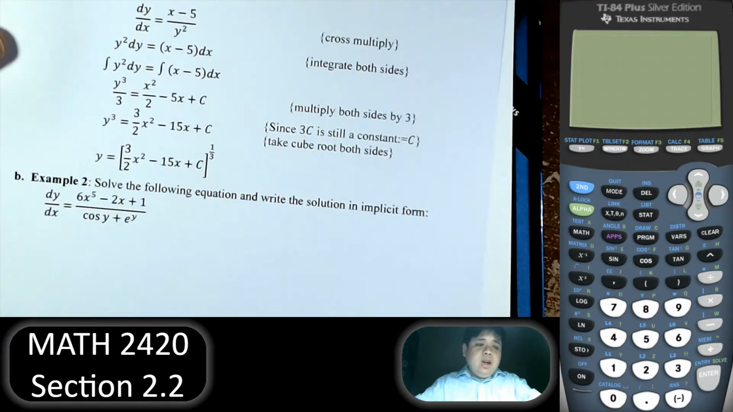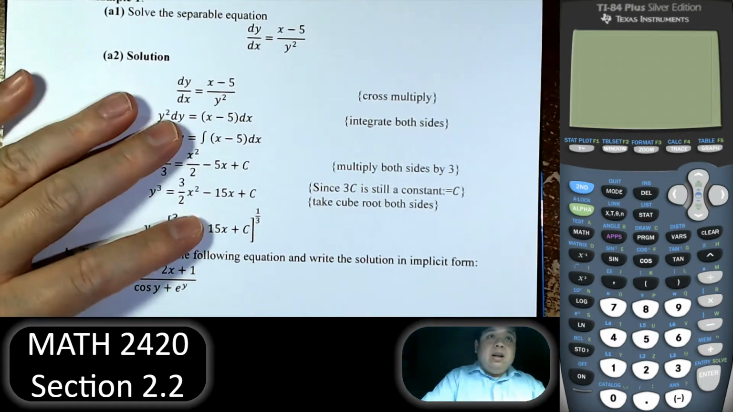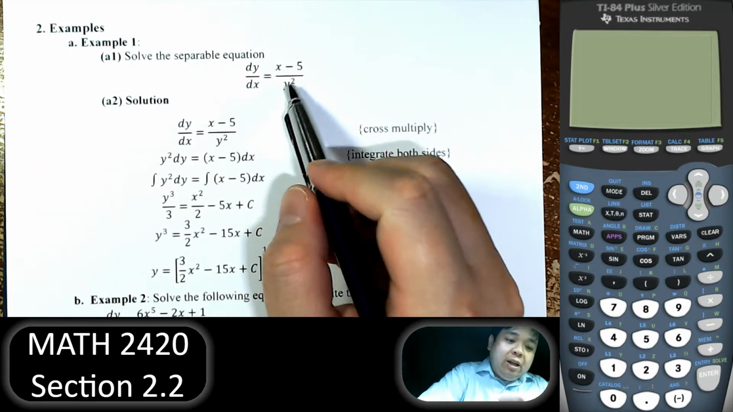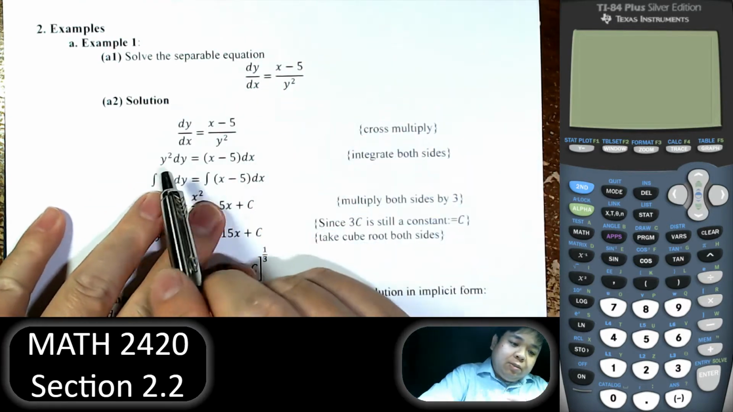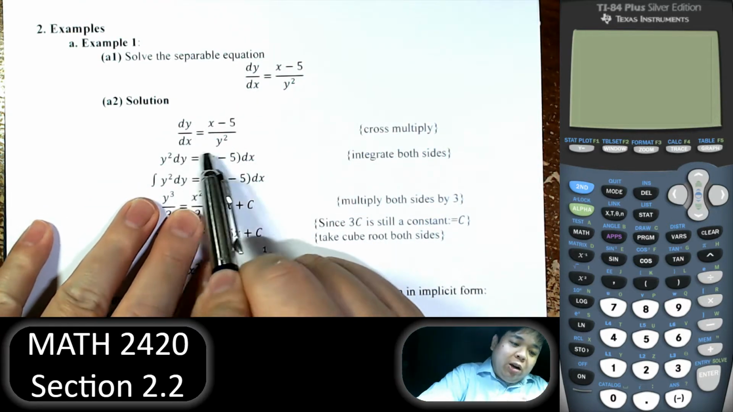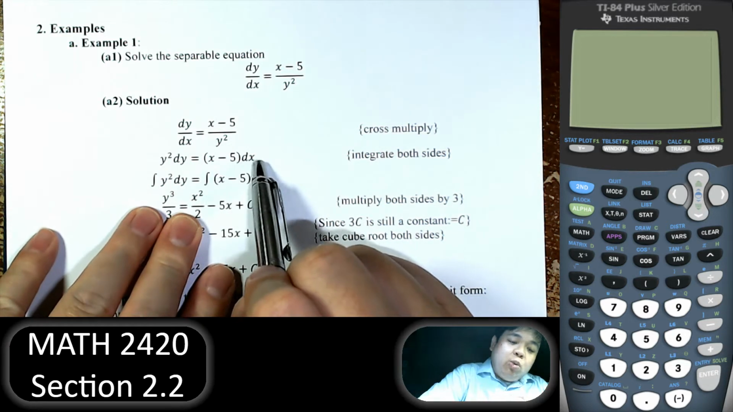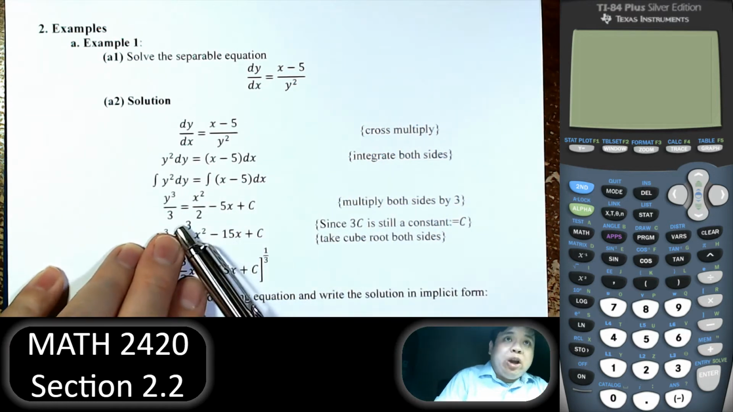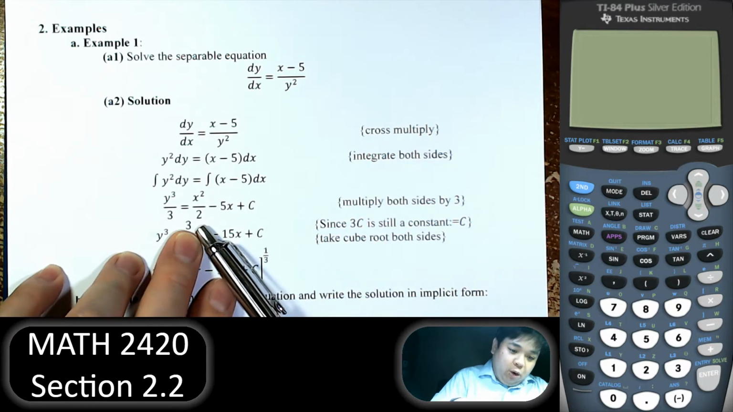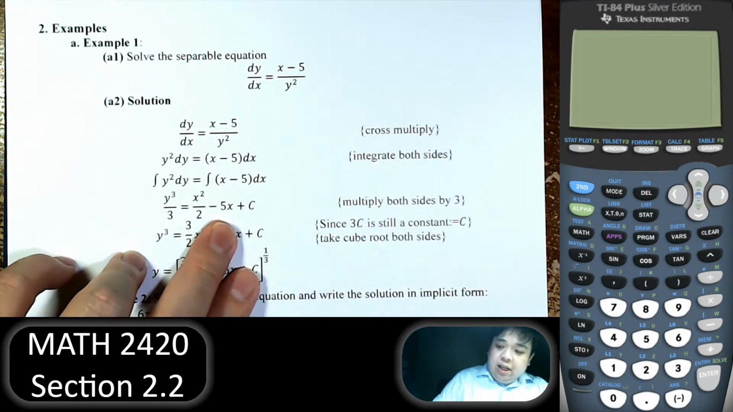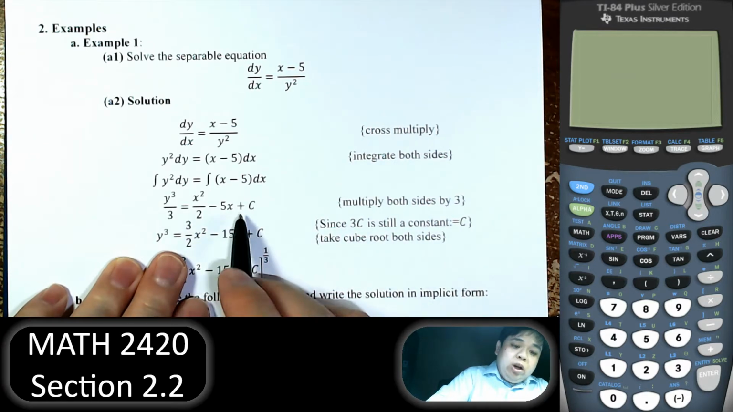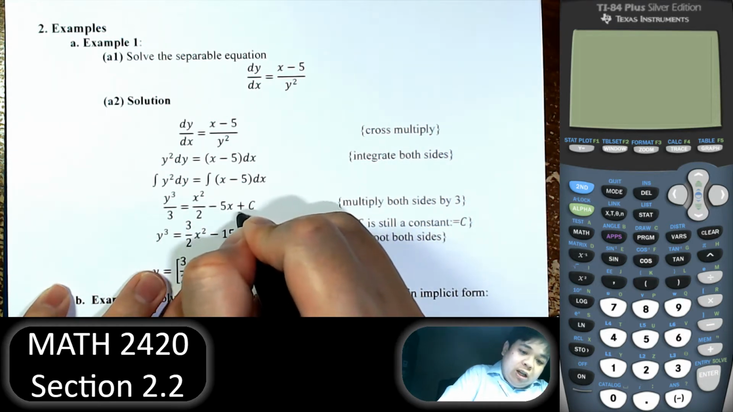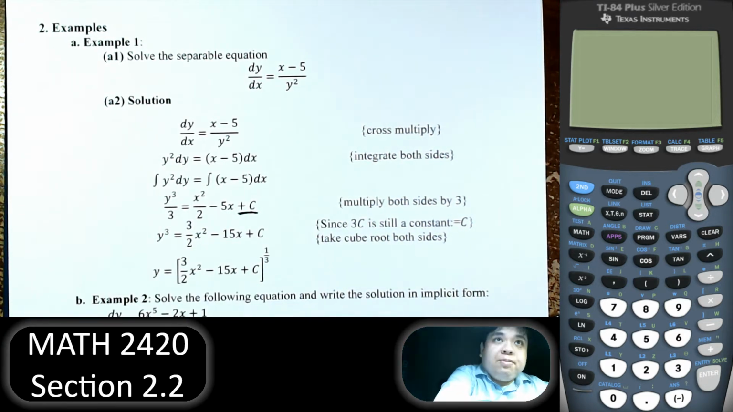Look at the first example. This one has the solution. So what we have is dy over dx is (x minus 5) over y squared. So cross multiply. We have y squared on this side with dy, x minus 5 with dx on the other side. Then integrate both sides. Integral of y squared is y cubed over 3. Integral of x minus 5 is x squared over 2 minus 5x. And don't forget, when we integrate, we need to put a constant on one of the two sides. Usually I put it on the right hand side.